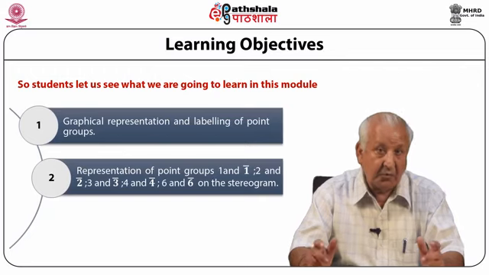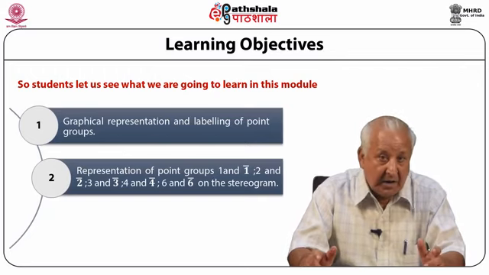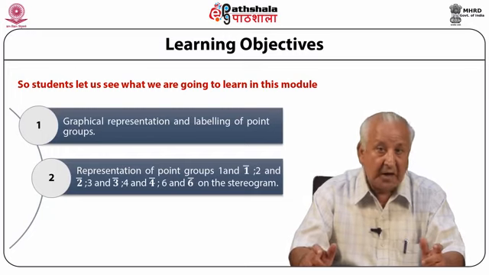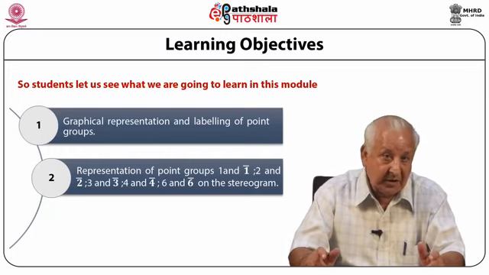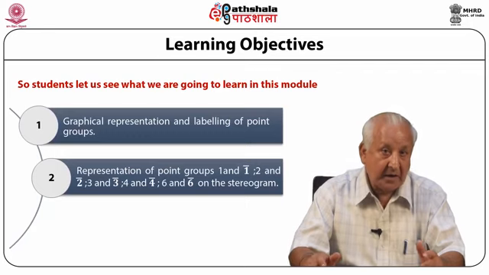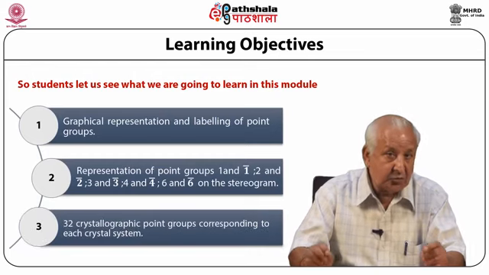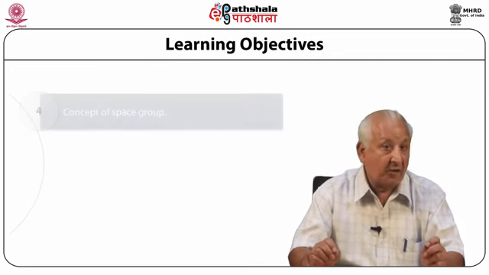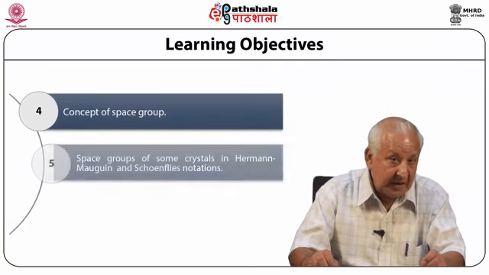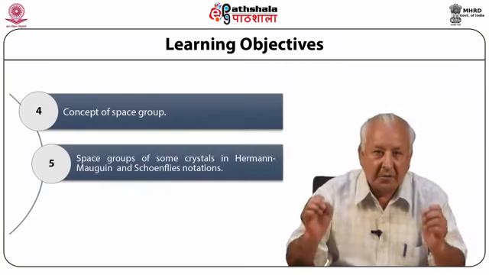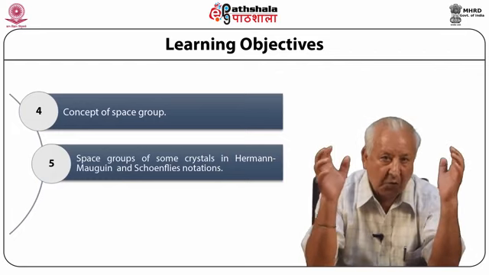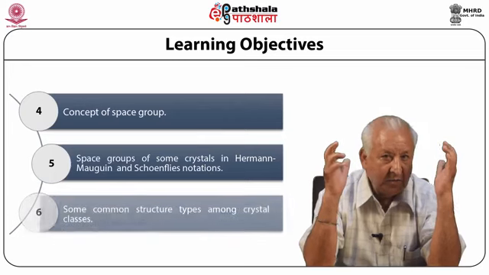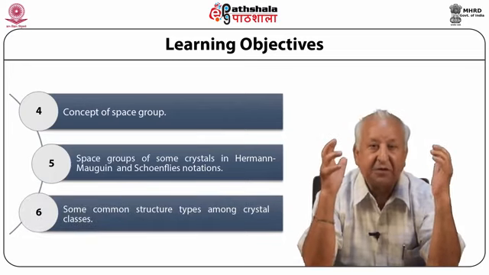A representation of point groups 1 and 1 bar, 2 and 2 bar, 3 and 3 bar, 4 and 4 bar, 6 and 6 bar on the stereogram. The 32 crystallographic point groups corresponding to each crystal system. We will also have the concept of space group, space groups of some crystals in Hermann-Mauguin and Schoenflies notations, and some common structure types among crystal classes.